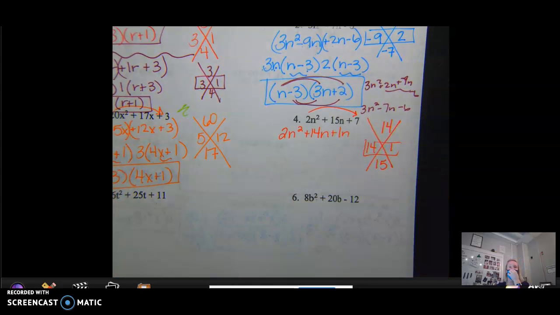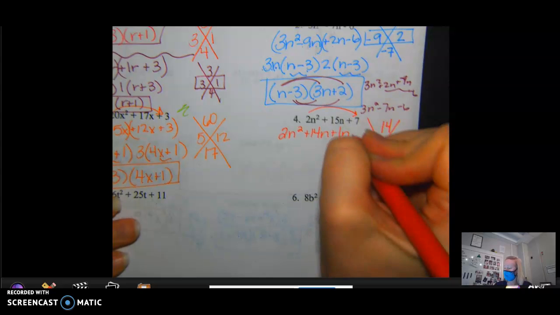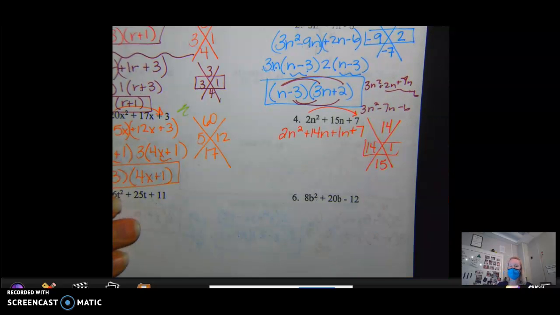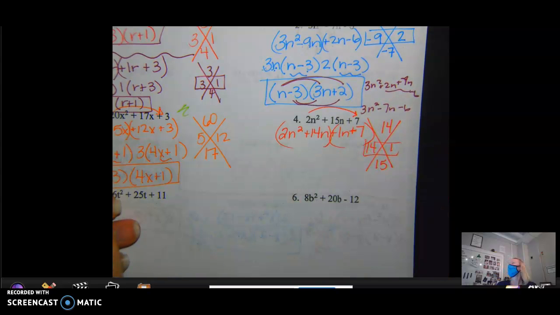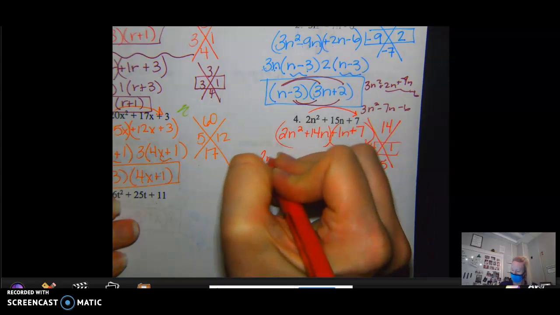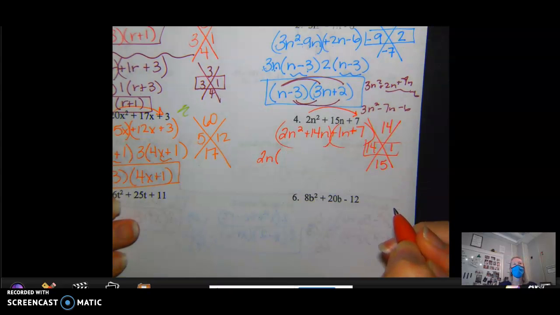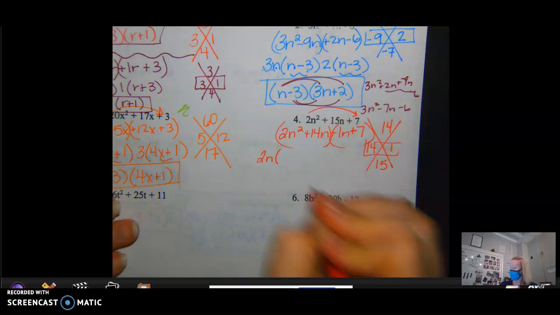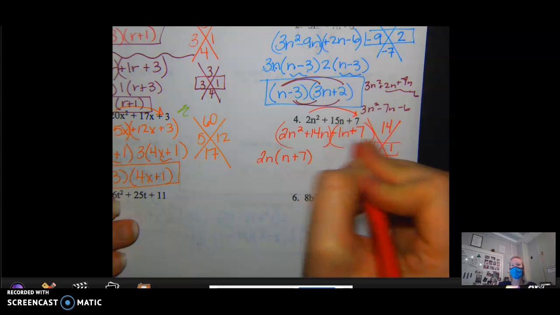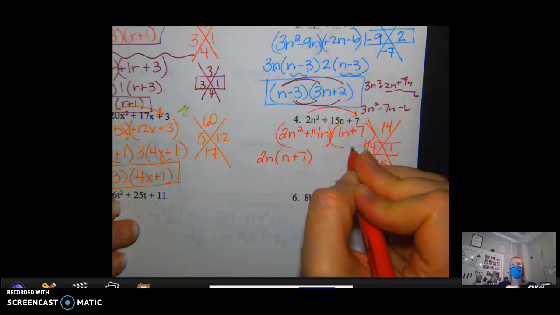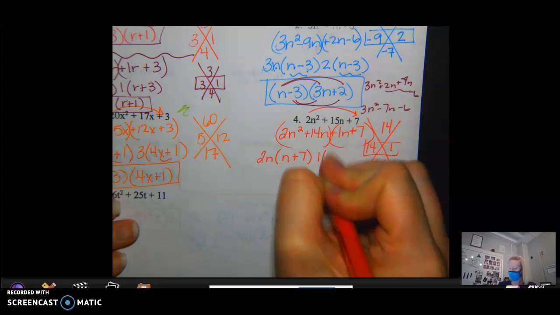Again, your order on those could be switched. You'll get the same number in the end. Your work will be slightly different. Bring down the plus 7. Group, group, group, group. GCF of 2n squared plus 14n would be what? 2n. 2n squared divided by 2n leaves me with n plus 7. What's my GCF of n plus 7? Just 1. What am I left with?